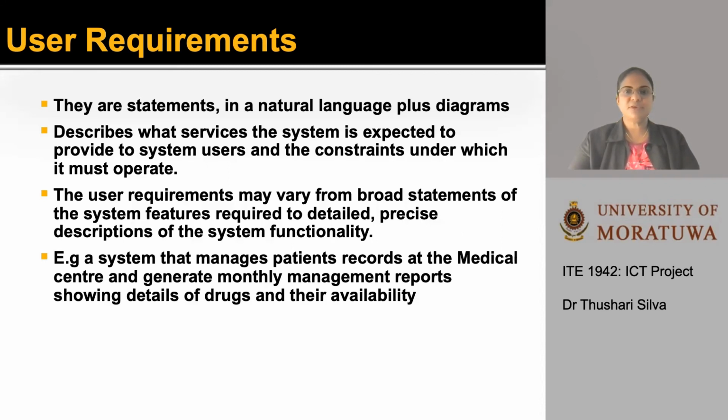User requirements may vary from broad statements of the system features required to detailed, precise descriptions of the system functionality. Let me give you an example. You might say that a system that manages patient records at the medical center and generates monthly management reports showing details of drugs and their availability is the system requested by a client. That is what the user wants: a user requirement.